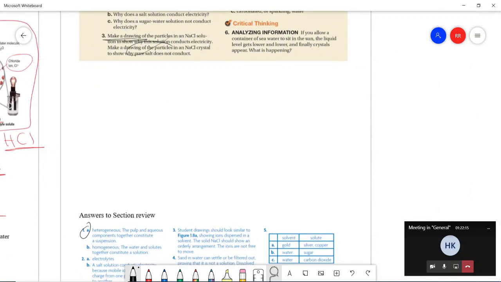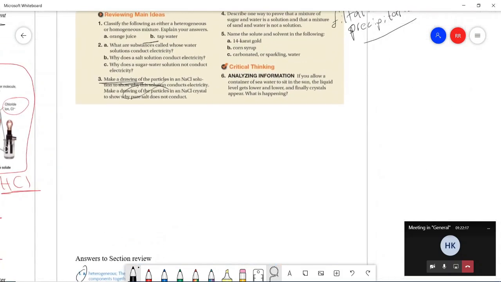Corn syrup. The solvent is water, the solute is sugar. That's corn syrup.